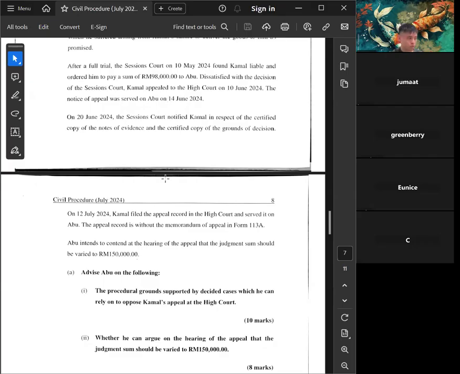And then there is a time frame. It is given in Order 55 Rule 8 that the timeline to serve the notice of cross appeal is within 14 days. Is that okay for everyone?